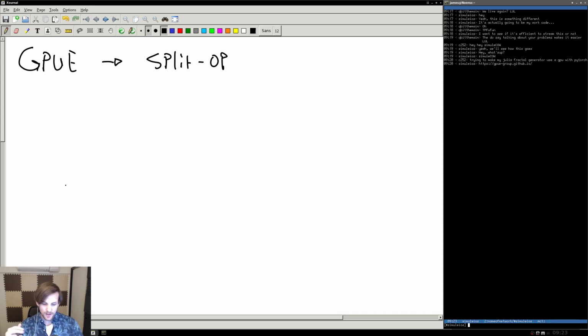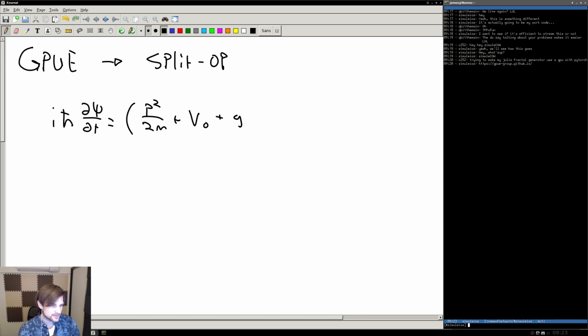You can calculate the dynamics of your superfluid by simulating what's known as the Gross-Pitaevskii equation, which is i h bar d psi over dt equals p squared over 2m plus some sort of potential term plus g |psi|^2 psi. Okay, it's something like this.